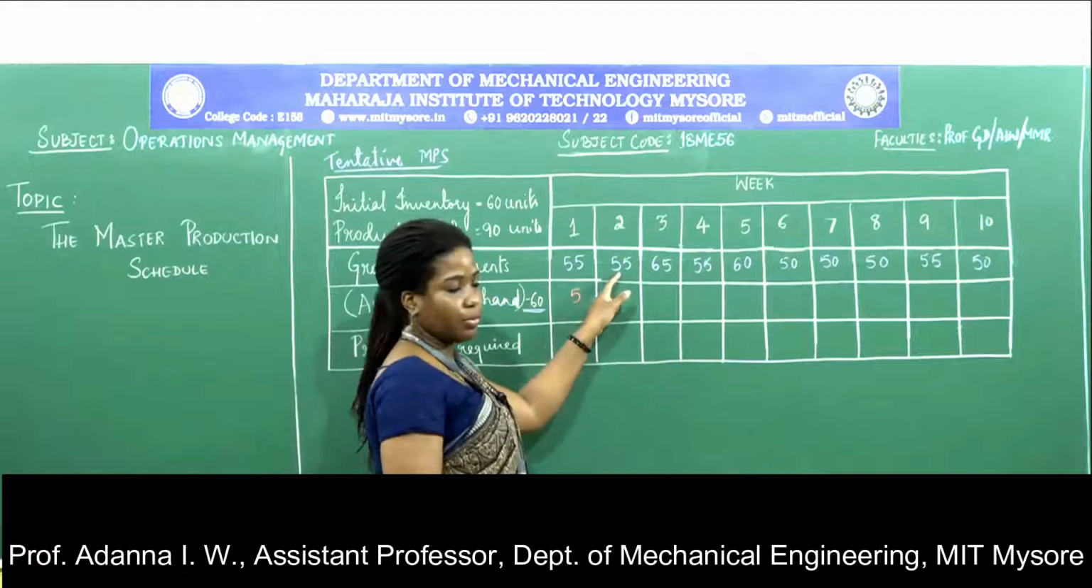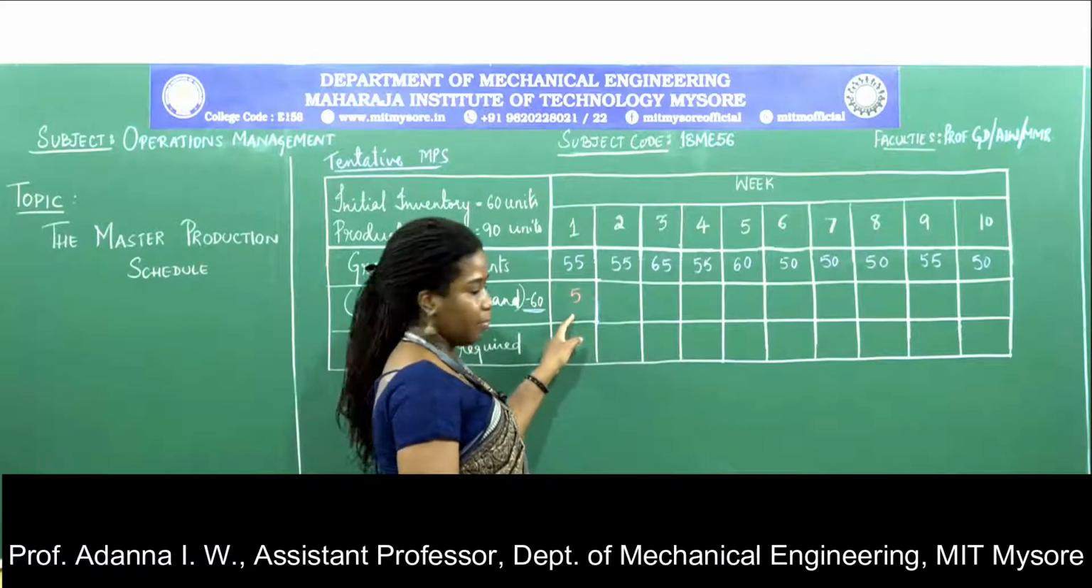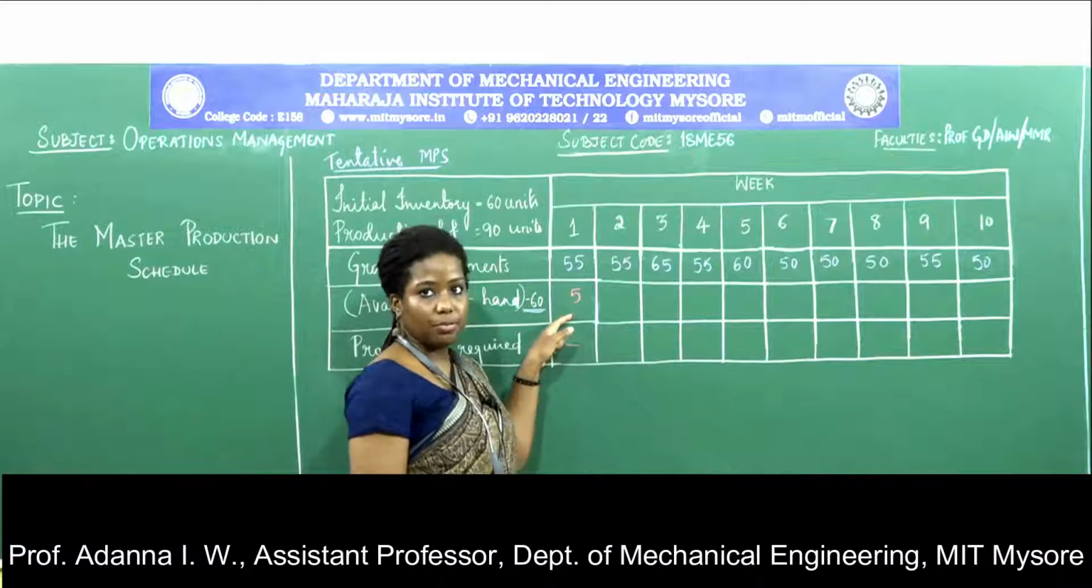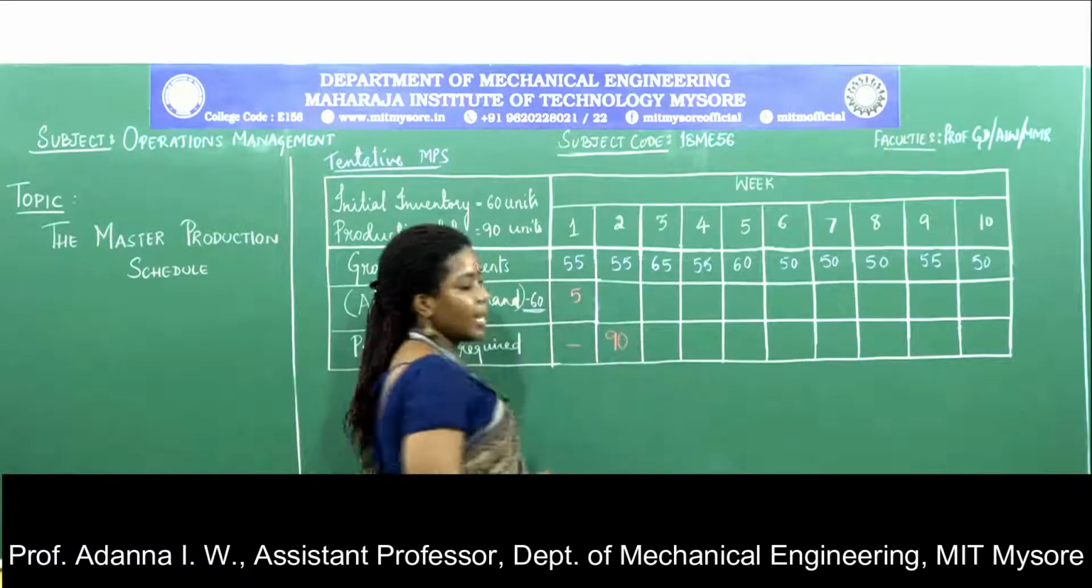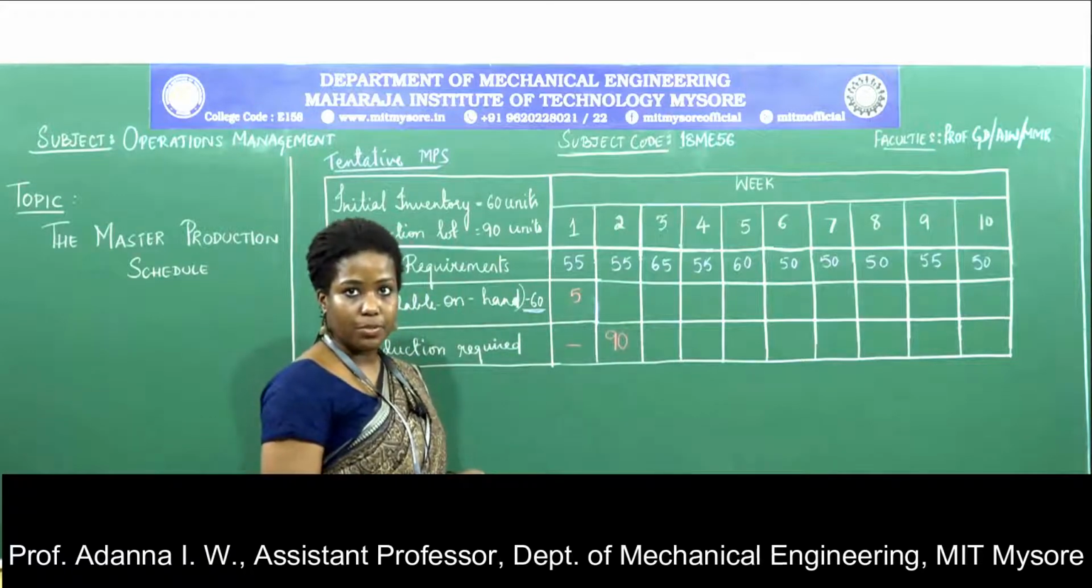55 units are required over here. 5 units are already available. You cannot make just the difference. We have to produce 90 units. Production will take place in the second week. 90 units will be produced.